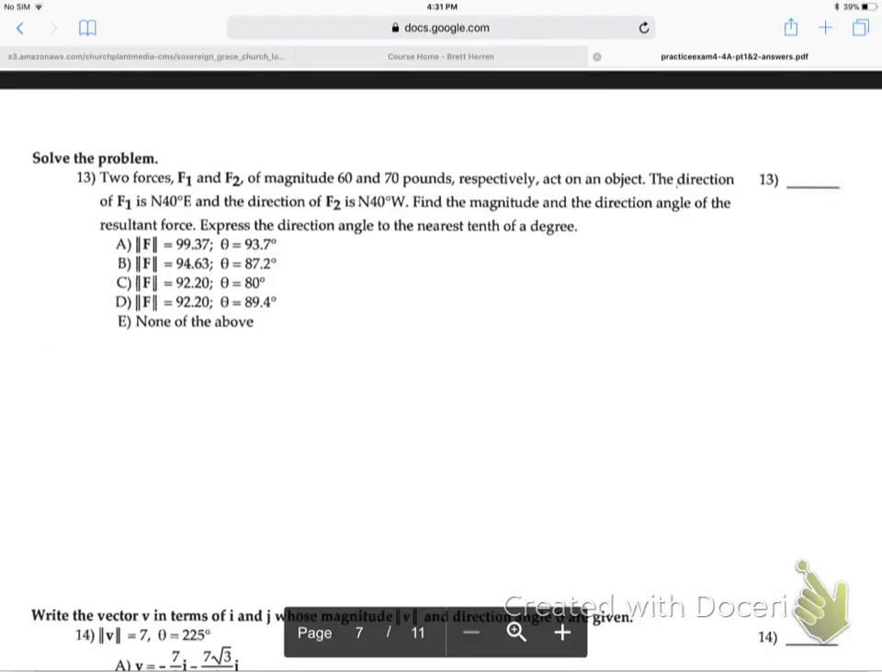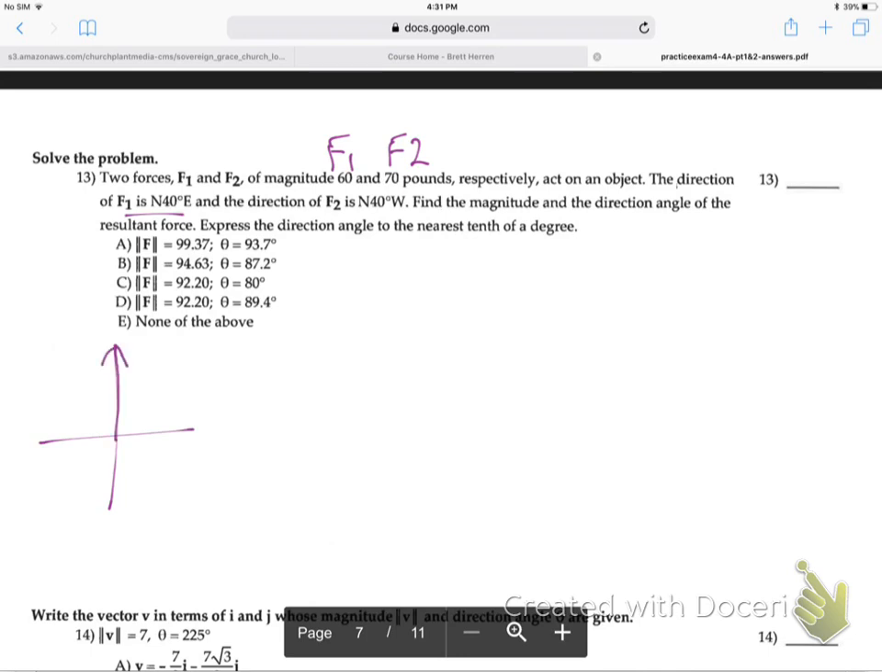All right, number 13. Two forces. Okay, this is a harder problem. So here we go. Force 1 is 60 pounds. Force 2 is 70. The direction of force 1 is north 40 degrees east. So let's find that first off.